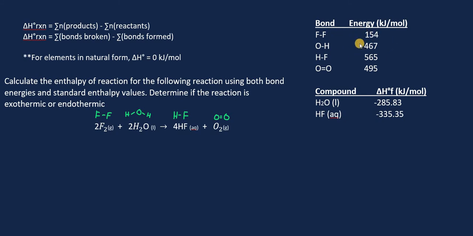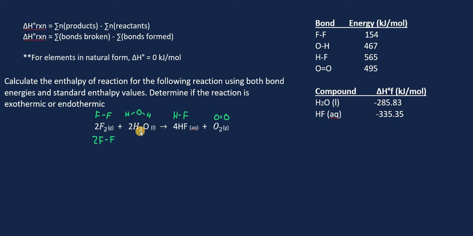So if we go in our first chart up here and we look at the F to F single bond, the energy associated with that bond is 154 kilojoules per mole. And here we have two of them. So we're going to have two of those F to F single bonds. So when we go through and do our calculation, we're going to take that into account by multiplying that 154 by 2, because there's two of them.